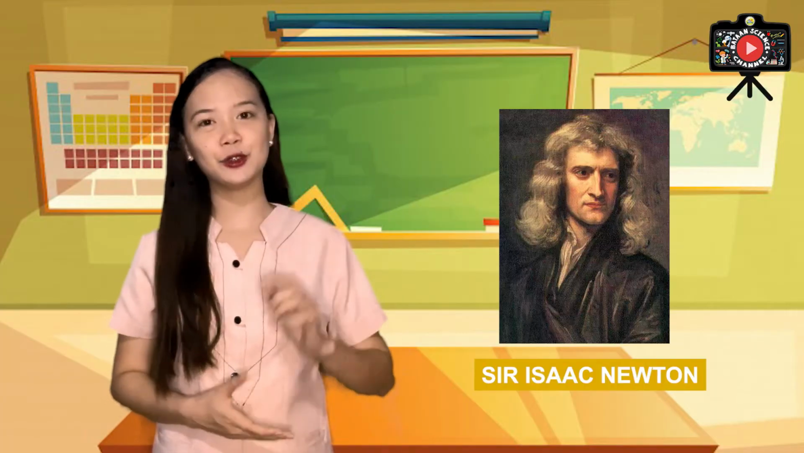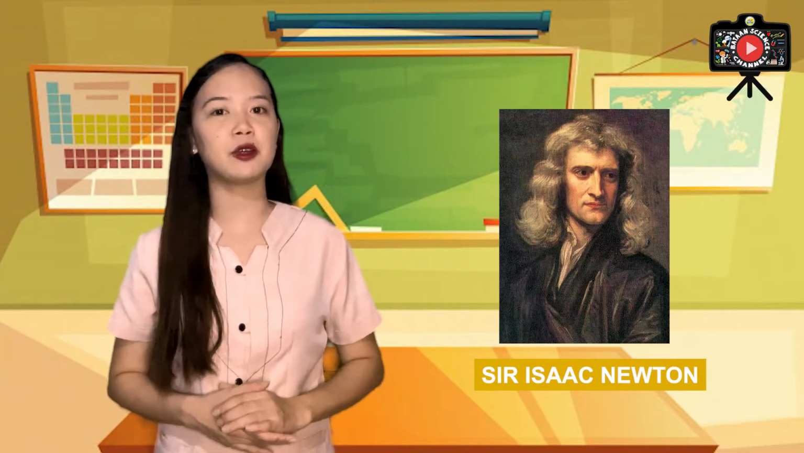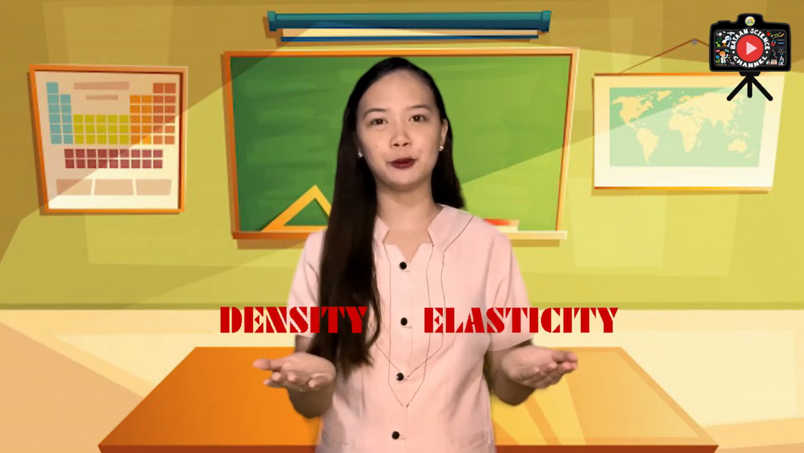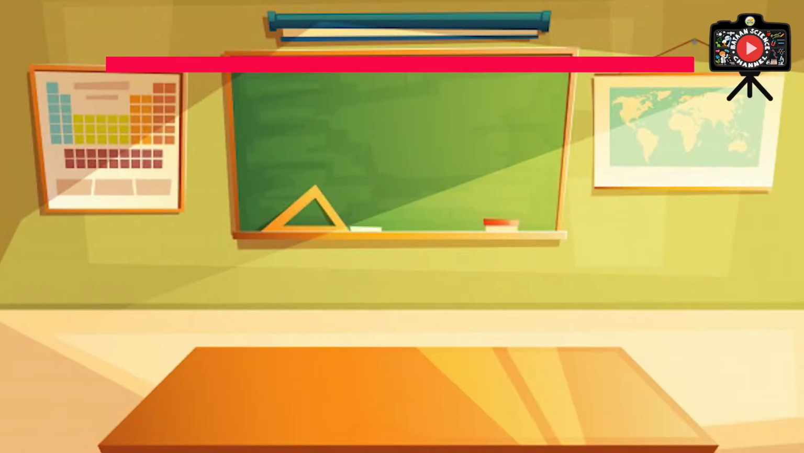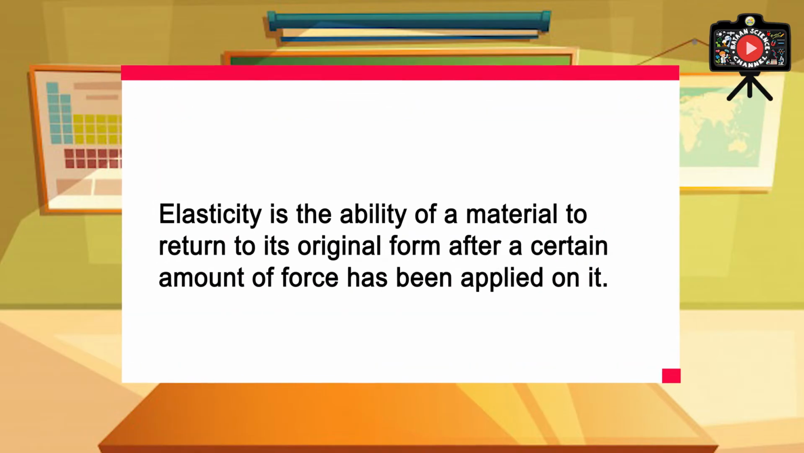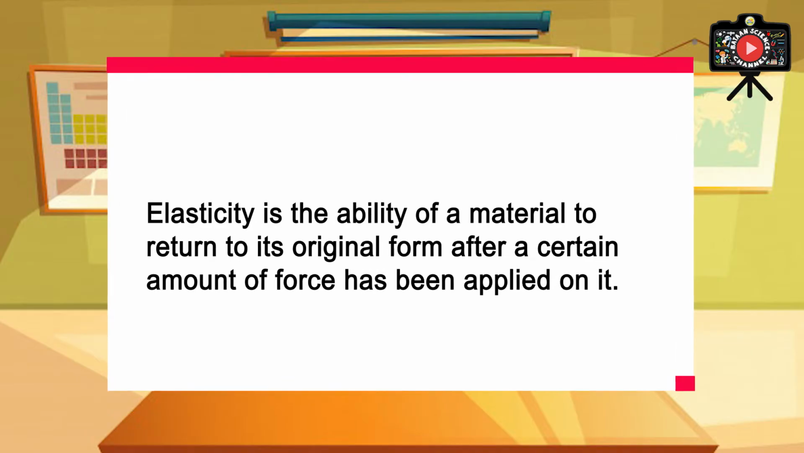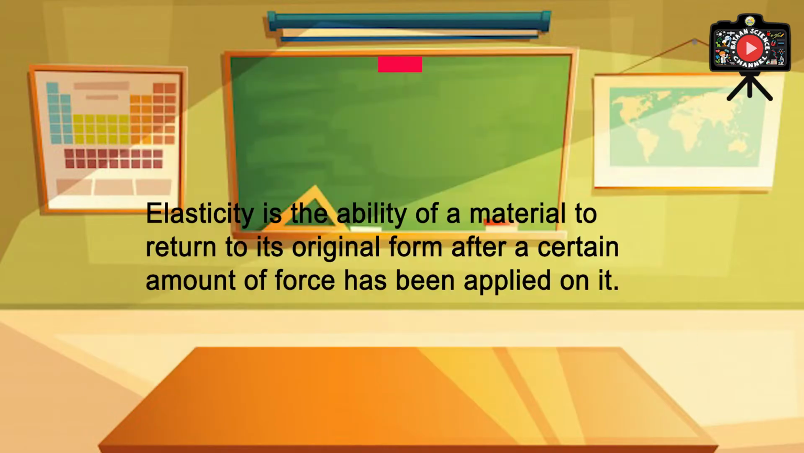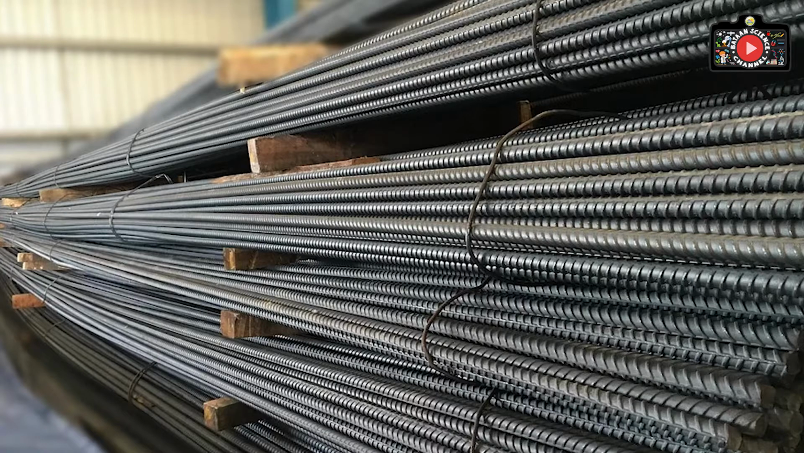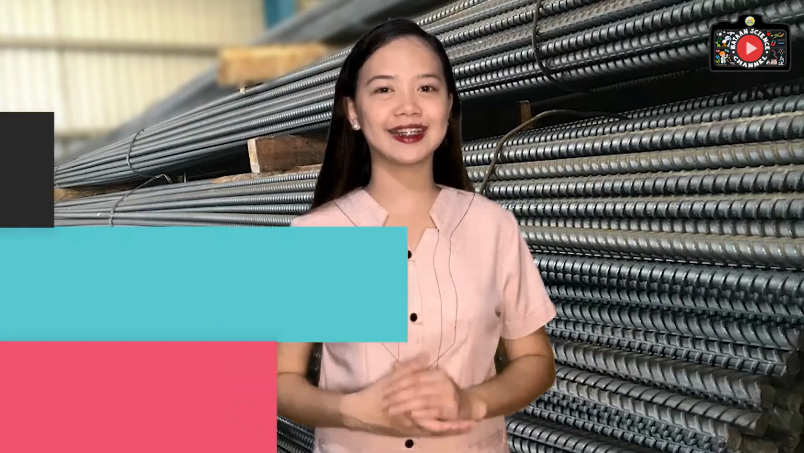Sir Isaac Newton found out that the speed of sound can be affected by elasticity and density of the medium. Elasticity is the ability of a material to return to its original form after a certain amount of force has been applied on it. Steel is an example of an elastic material. Sound travels faster with more elastic objects.